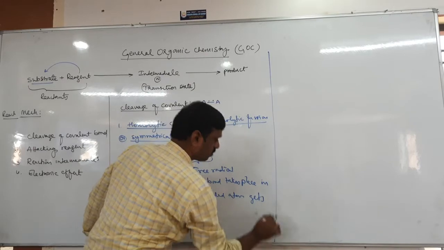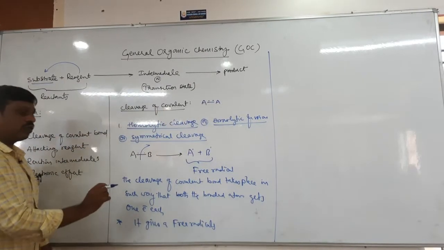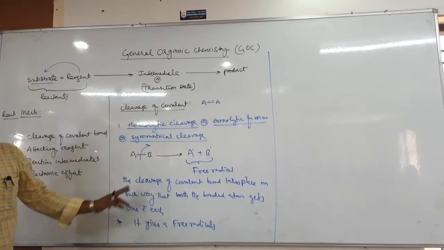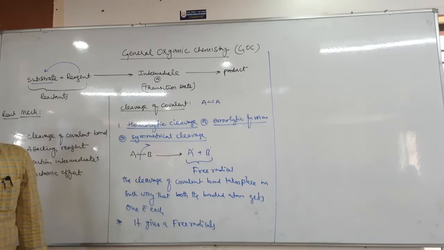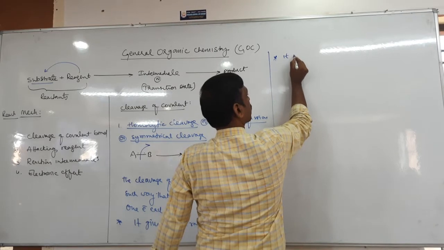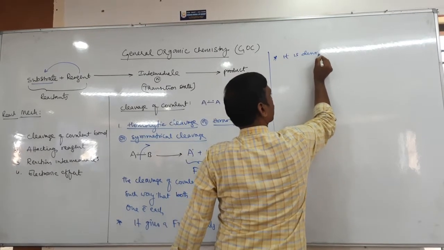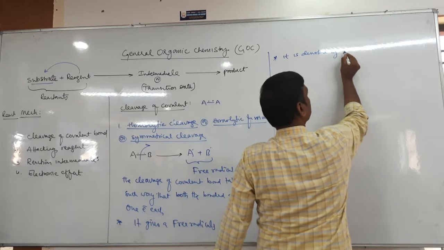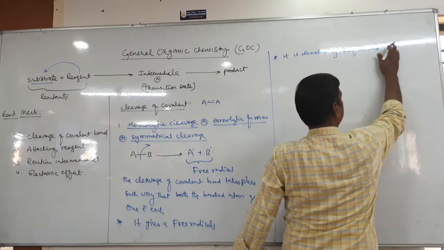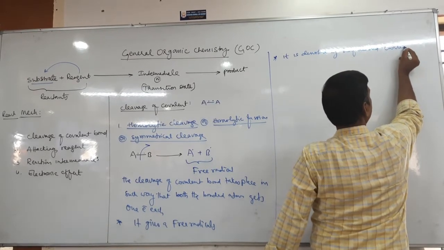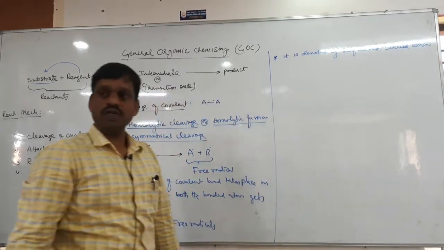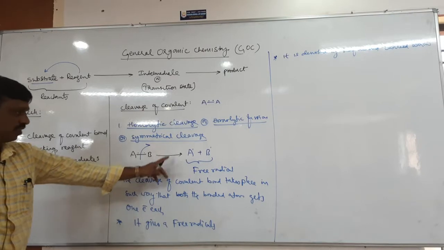Next, homolytic cleavage is also denoted by a half-headed arrow, which is called a fish hook arrow. Therefore, it is denoted by a half-headed curved arrow. Half-headed curved arrow, it is also called fish hook arrow, like this.